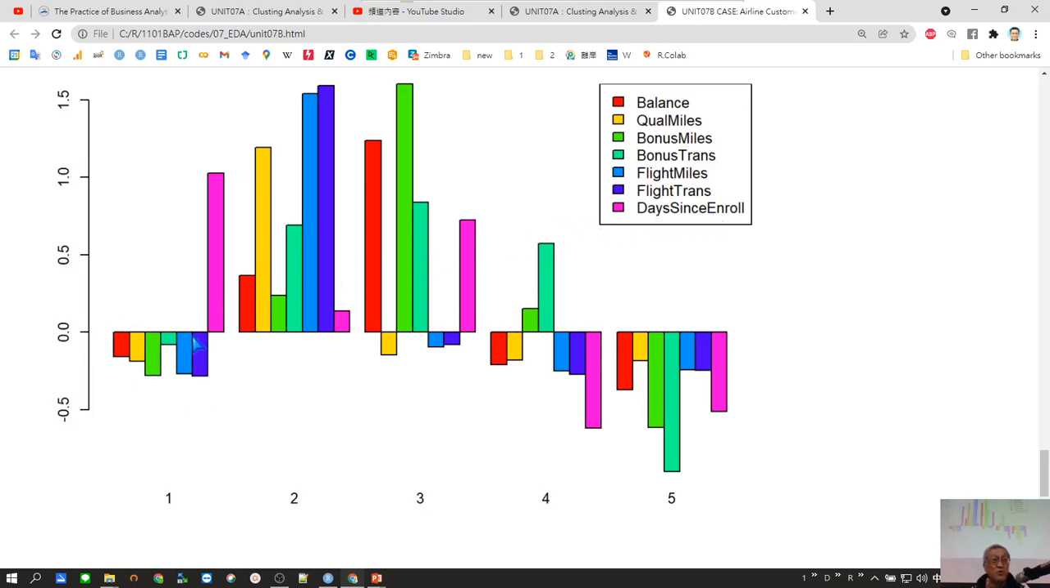So what is this group? Can you name this group? You can see the characteristics, right? Because they are standardized, 0 is the population average. And for this group, everything is lower than average, except days things in row. So what is this group?